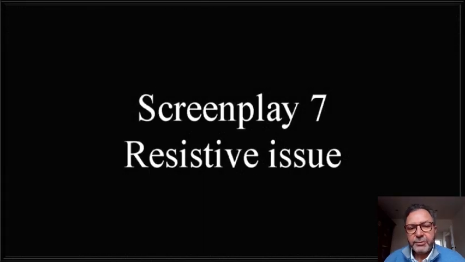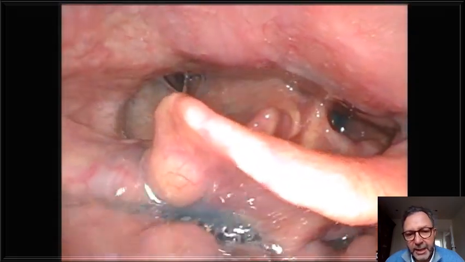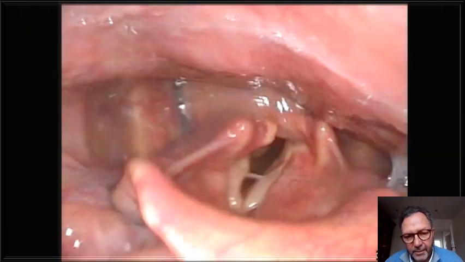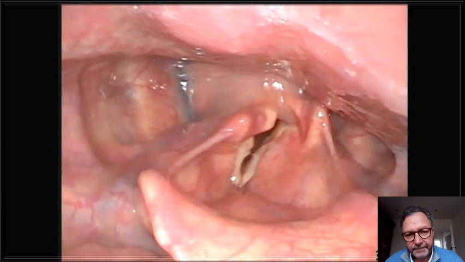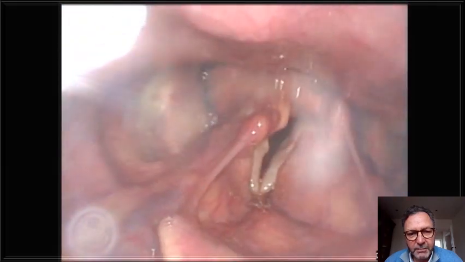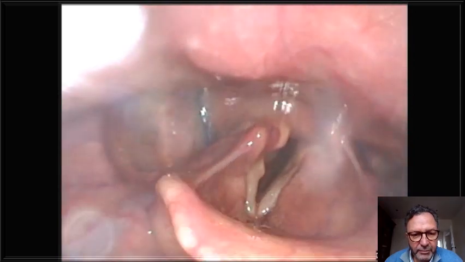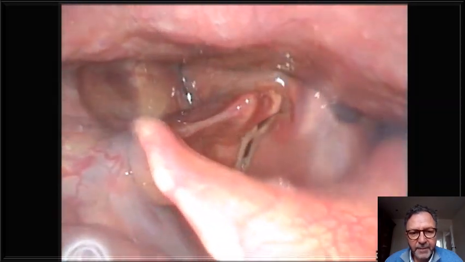So let's see some examples of that. The screenplay number 7, the resistive issue. Point of interest number 3, challenge 3 and 4. So you're going to ask your patient here, there is no residue on the midline, but you're going to ask your patient to swallow. And what you're going to see here is from time to time, if you saturate your patient by making him swallow several times the same bolus, you're going to see some bubbles coming up from down to up. And he's going to present some liquid refluxing with some bubbles coming here. You see these bubbles here? It's going to be more, of course, to be able to put that in evidence.